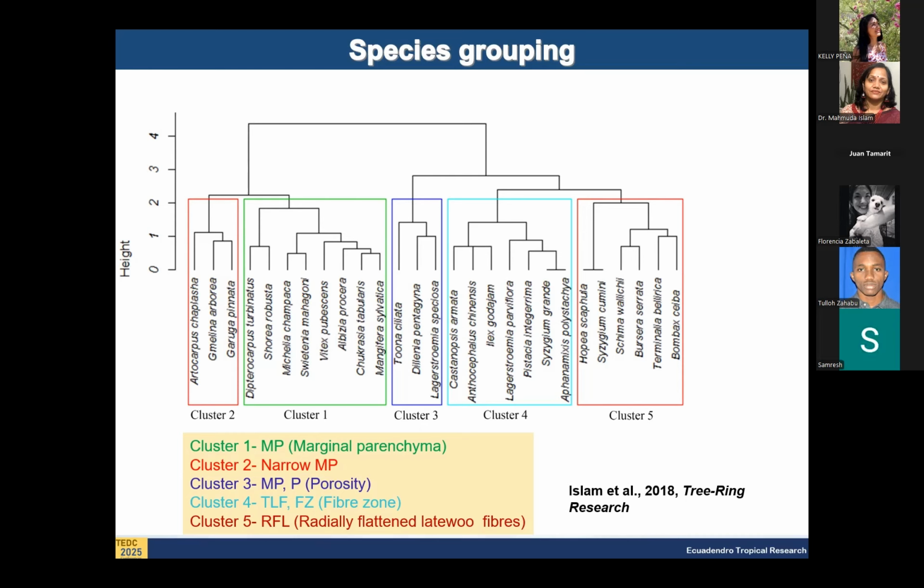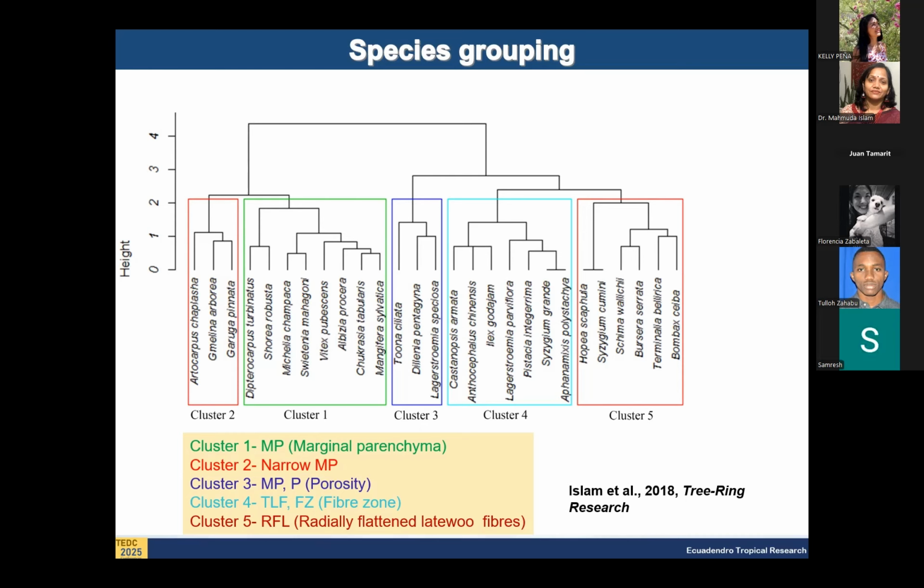For example, Chukrasia tabularis, Toona ciliata, and Lagerstroemia speciosa: here we present the wood anatomical structure of these 3 species. Looking at the image, they form a clear growth ring boundary and have earlywood vessels. Toona ciliata and Lagerstroemia speciosa are ring porous species, but Chukrasia tabularis is a diffuse porous species.